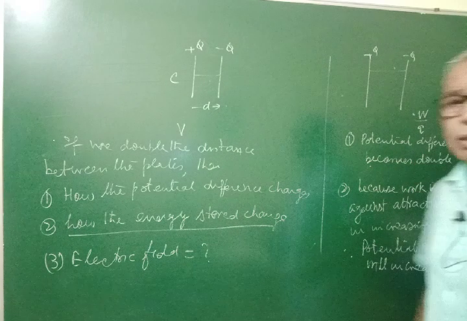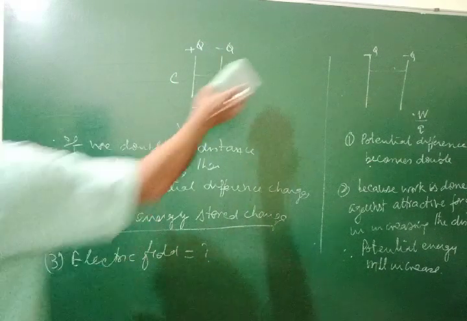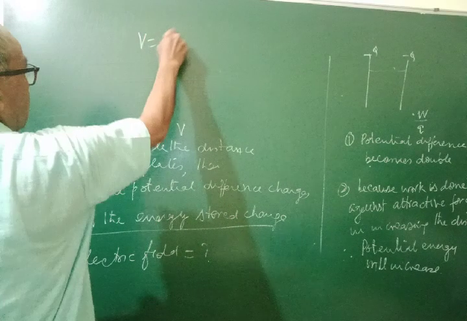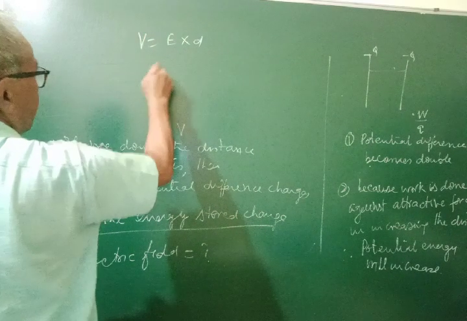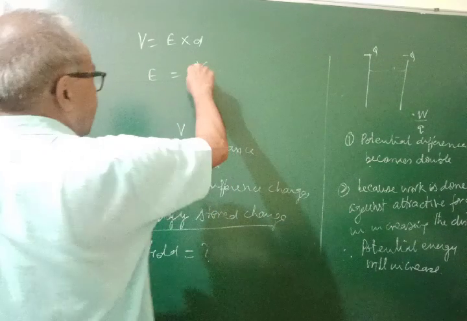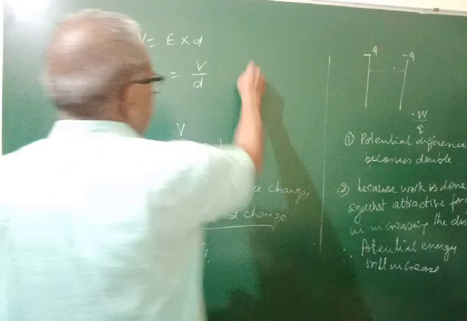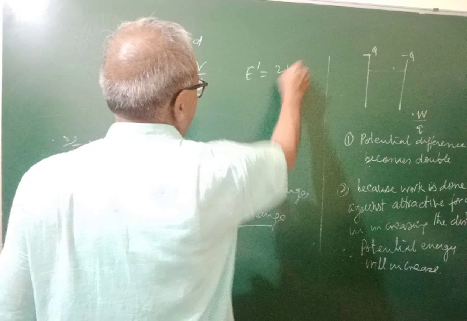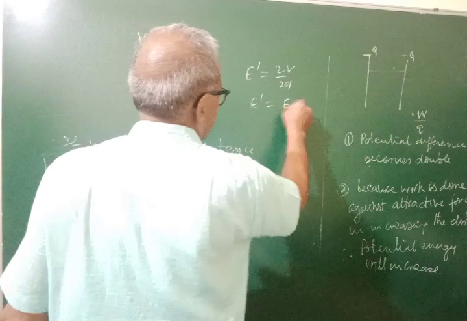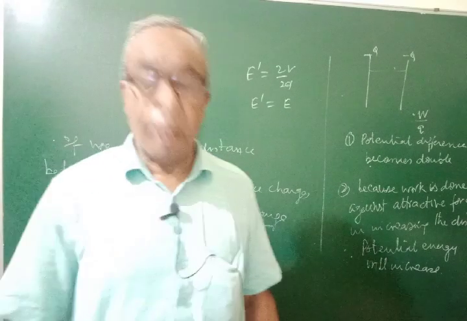What about the electric field? V equals E times D, or E equals V by D. So when V gets double and D gets double, E dash will be 2V upon 2D, that is, E dash remains the same. The electric field does not change. Such questions are also asked.